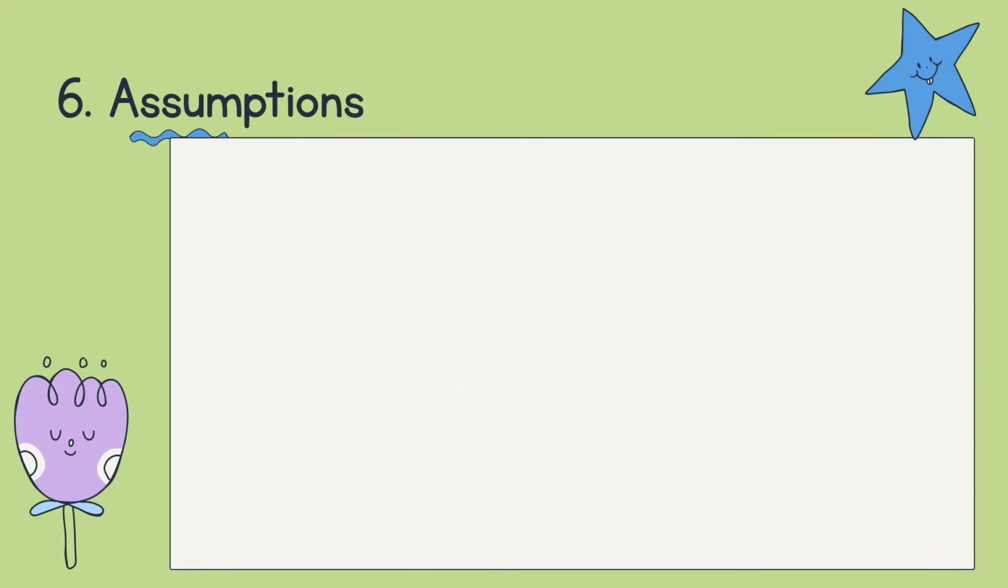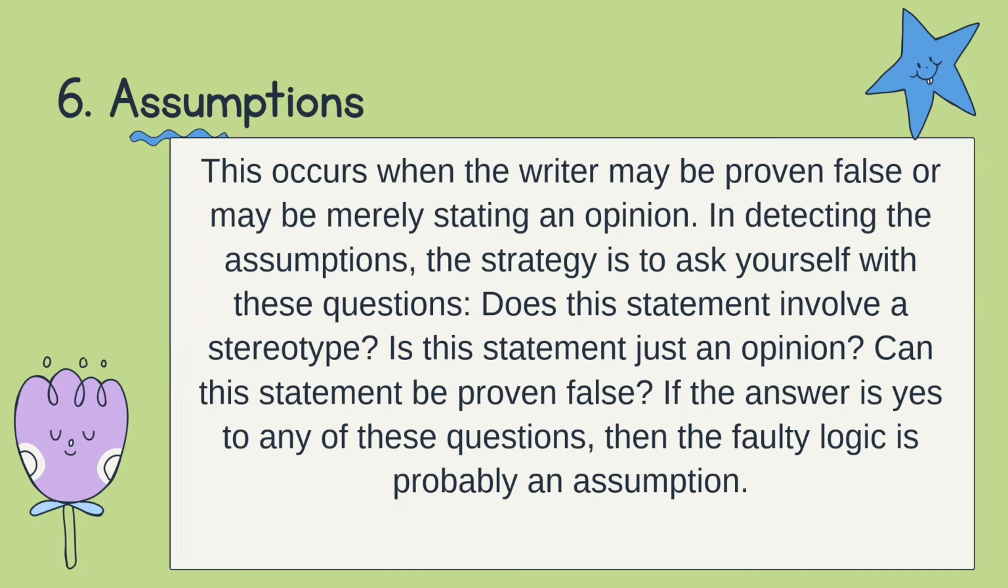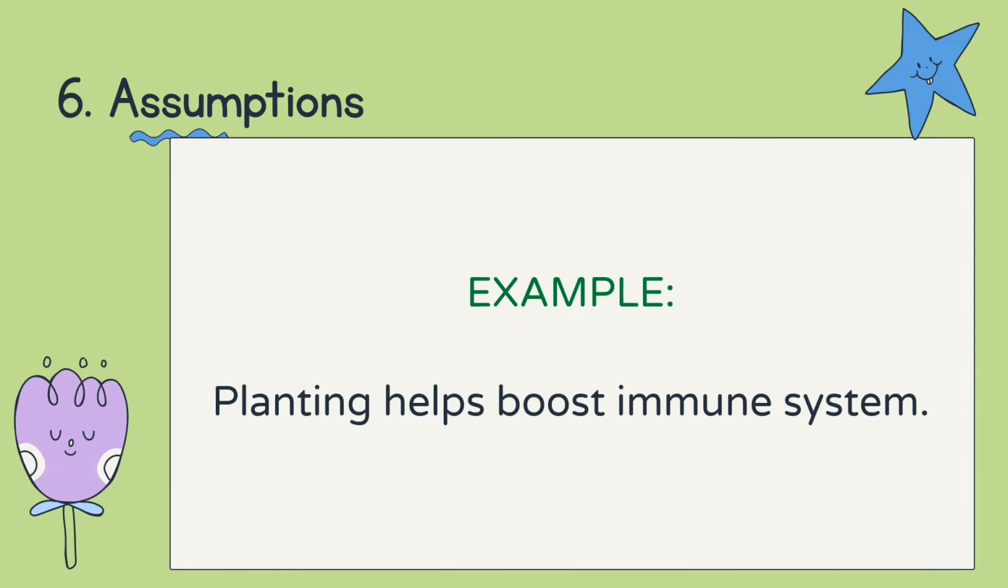For the last one, assumptions. This occurs when the writer may be proven false or may be merely stating an opinion. In detecting the assumptions, the strategy is to ask yourself these questions. Does this statement involve a stereotype? Is this statement just an opinion? Can this statement be proven false? If the answer is yes to any of these questions, then the faulty logic is probably an assumption. For example, planting helps boost immune system.